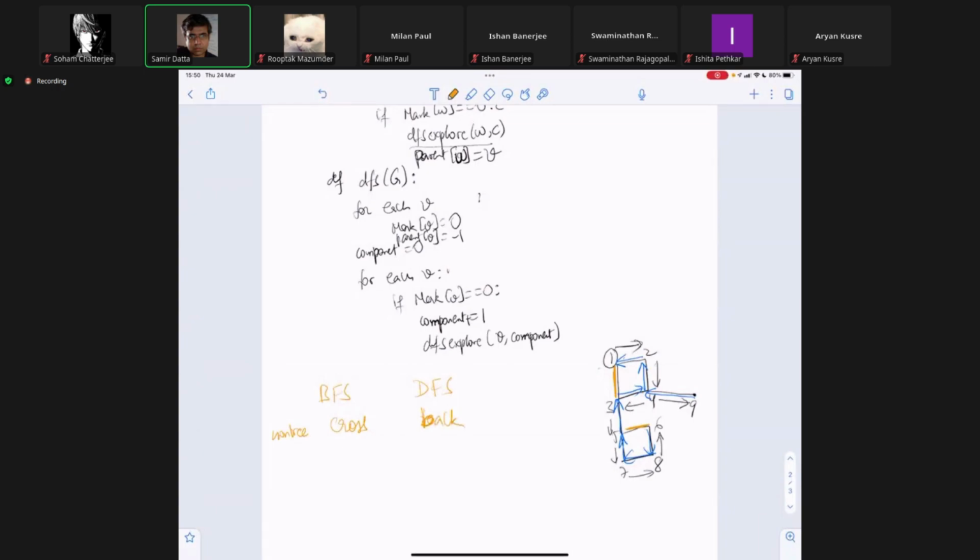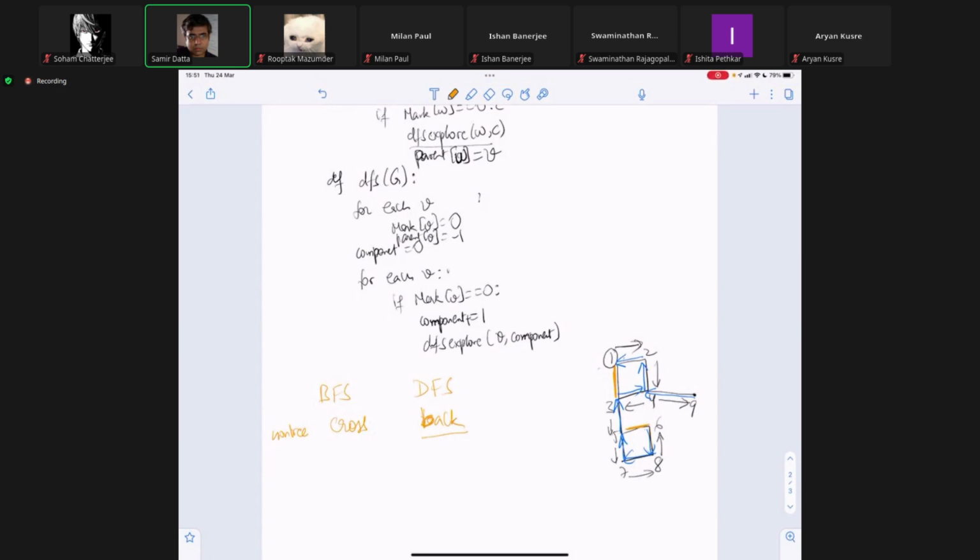By that I mean, look at this edge 3, 1. 1 is an ancestor of 3 in the tree. By following tree edges, you can reach from 3 to 1. Similarly, you can reach from 6 to 5. So these are ancestor-descendant pairs of each other, correct? The back edges are, and there are no cross edges.